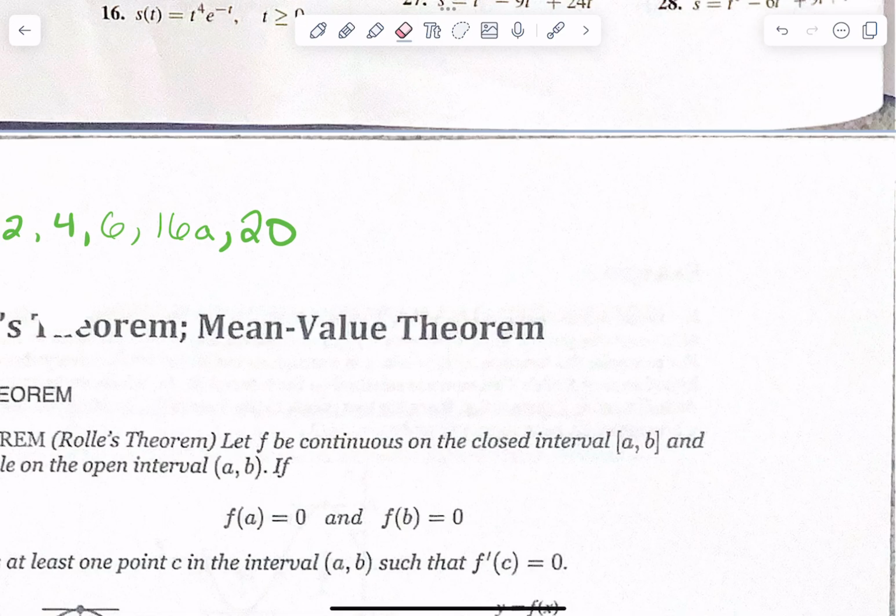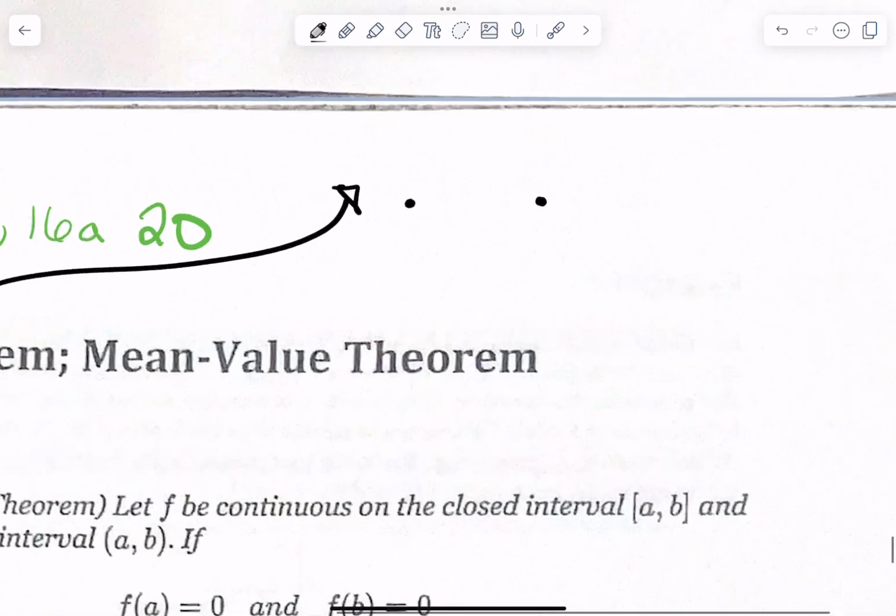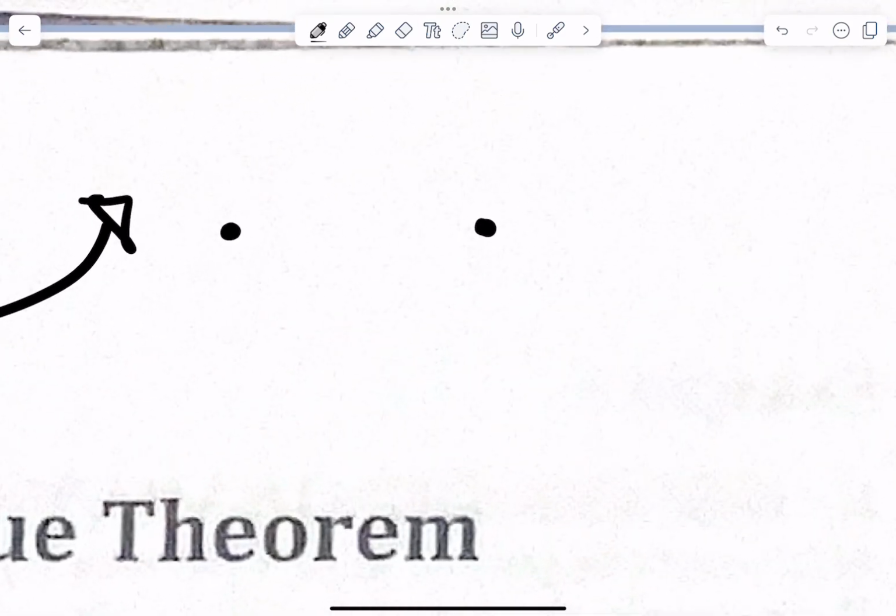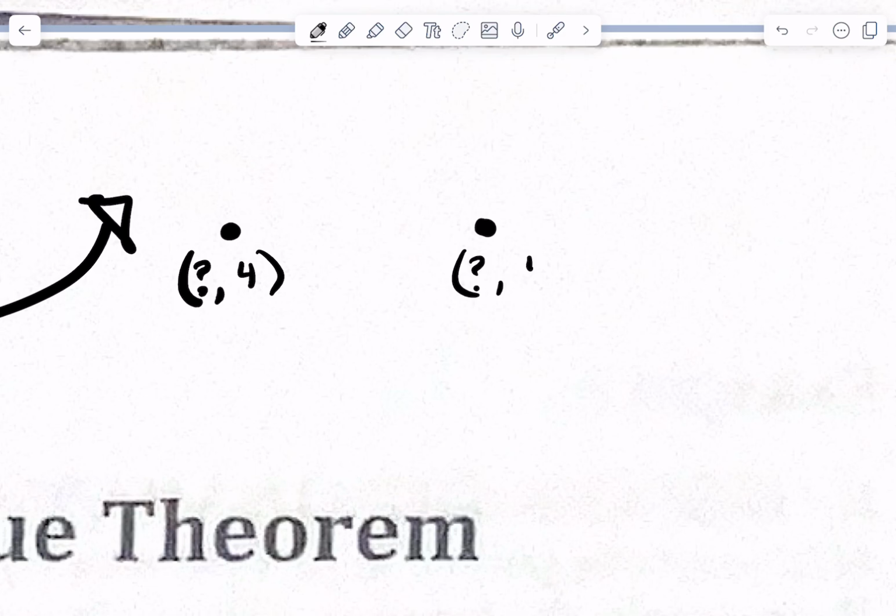And what's true for Rolle's theorem? I'm going to draw a little arrow. For Rolle's theorem, here's what's going to happen. Your left and right endpoints are going to be exactly across from each other, meaning they have the same y coordinates. So whatever the x coordinate is, let's say this is something, comma, 4, and this is something else, comma, 4, right? They are directly across from each other. They have the same y coordinate. Great. Okay.